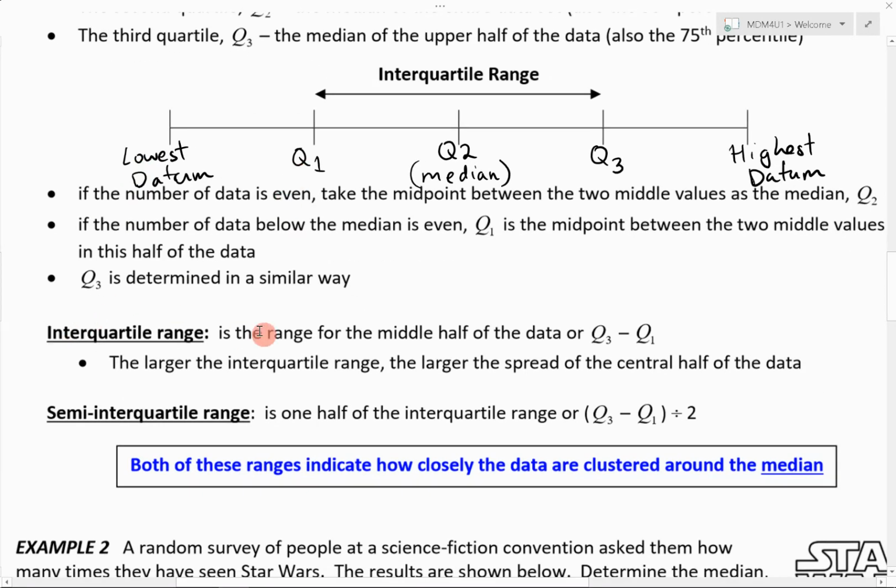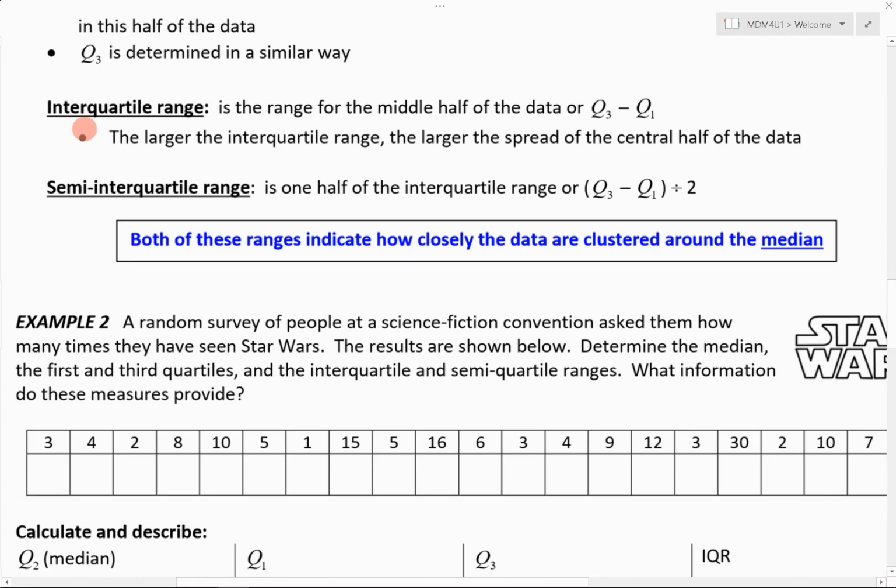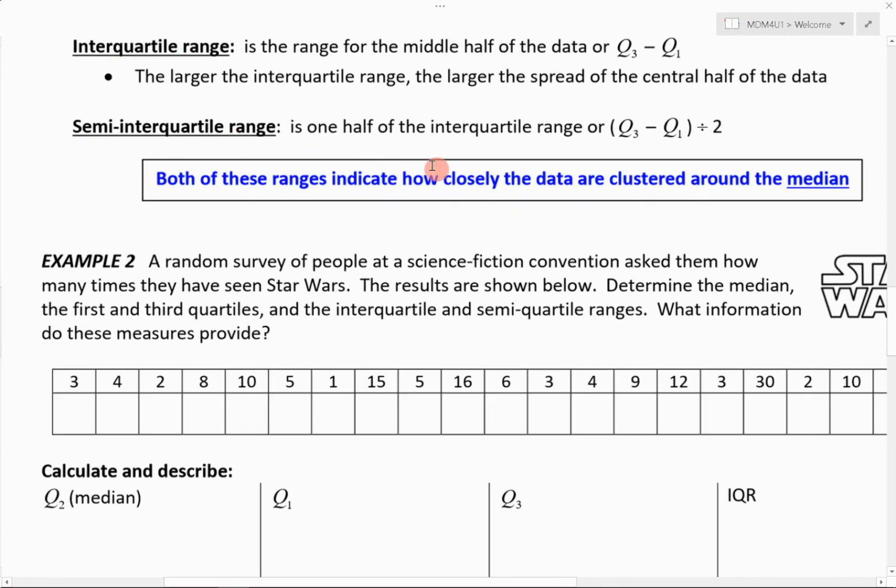Interquartile range is another term we need to know. It is the range for the middle half of the data. So from Q1 to Q3, the difference between Q1 and Q3, that's my interquartile range. And the semi-interquartile range is just one half of the interquartile range. These two ranges are useful because they also indicate how closely the data are clustered around the median value, the 50% mark.